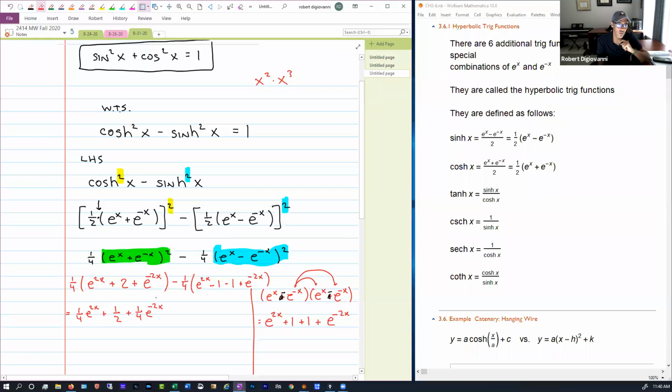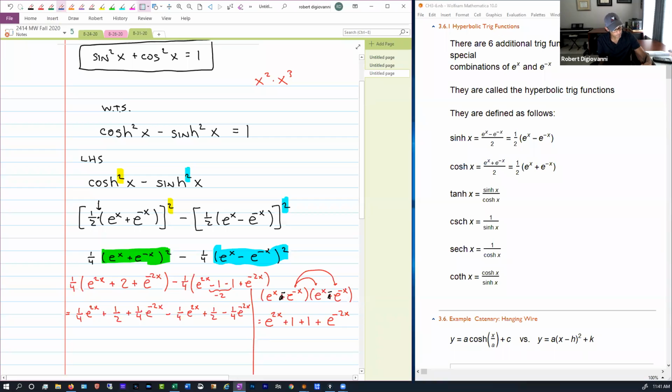Okay, so I've distributed the 1/4 through the first parentheses. Now I'm going to distribute a negative 1/4 through the second parentheses. So negative 1/4 e to the 2x. Putting those two together would have given me a negative 2, so when I distribute negative 1/4 through there, I get a plus 1/2. And then when I distribute the last time through, I get negative 1/4 e to the negative 2x. There we go. Do y'all see what happens?